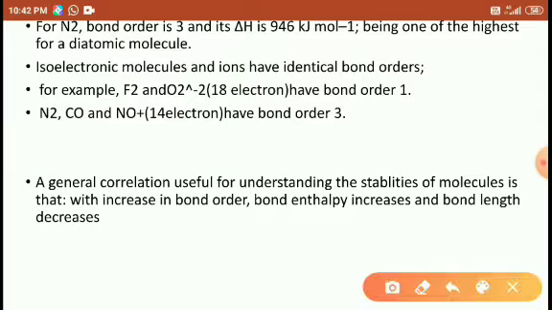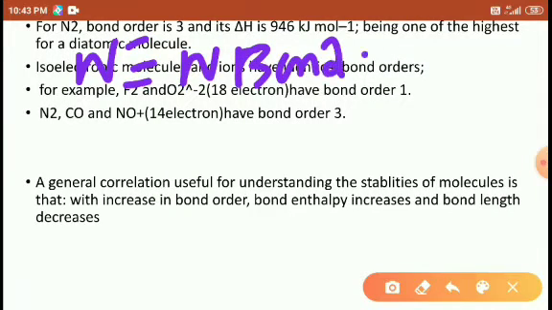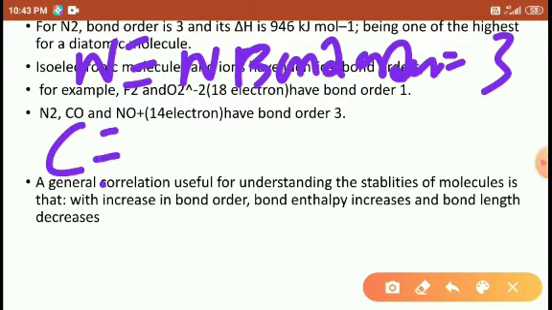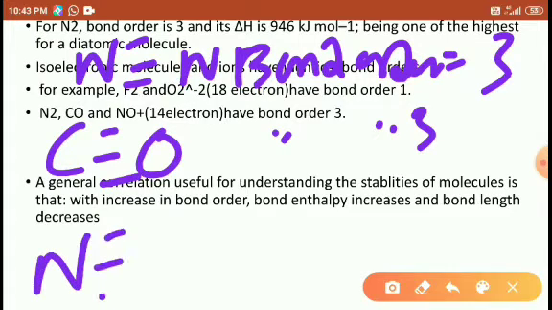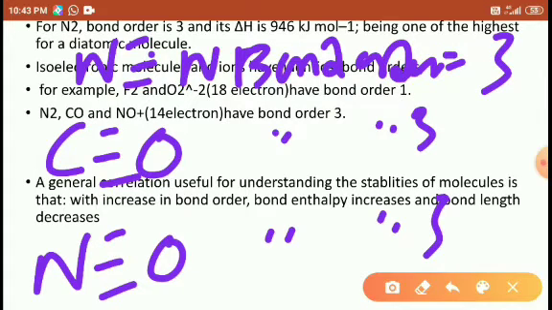Right students? Okay. Nitrogen, carbon monoxide, NO plus contain 14 electrons, bond order is 3. Look here students. Between the nitrogens, a triple bond, so bond order is 3. Carbon monoxide, bond order is 3. And next one, NO plus, bond order is 3, because all of them contain 3 bonds, a triple bond, right?